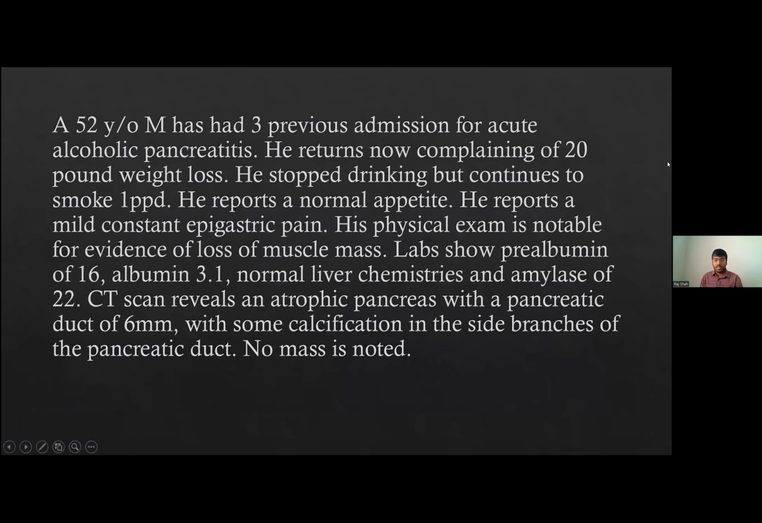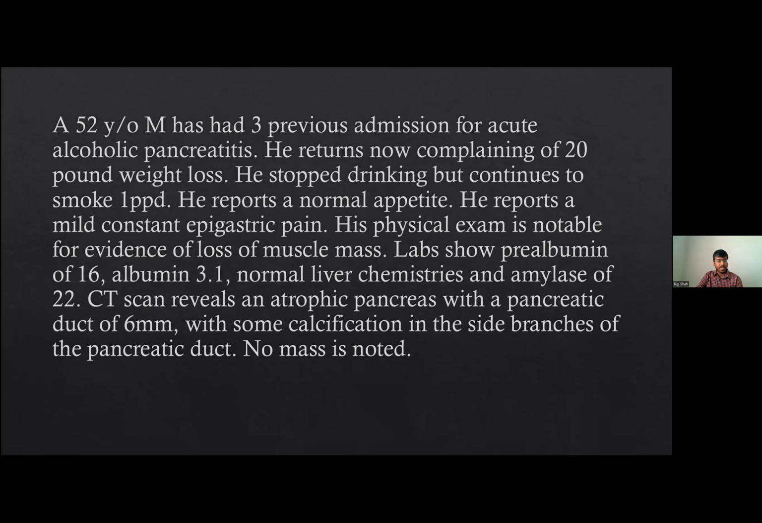So our first case is a 52-year-old male who had 3 previous admissions for acute alcoholic pancreatitis. He now returns to your clinic complaining of 20-pound weight loss. He stopped drinking, but he continues to smoke 1 pack per day. He does report a normal appetite, but he has a mild constant epigastric pain. His physical exam was notable for evidence of loss of muscle mass.